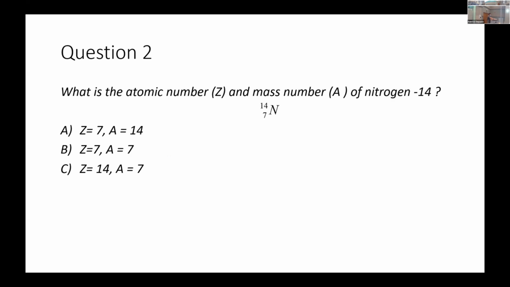Good. Now, same thing for nitrogen-14. So what is the atomic number of nitrogen-14? 7. What is the mass number? 14, right, because it's written there. Good.